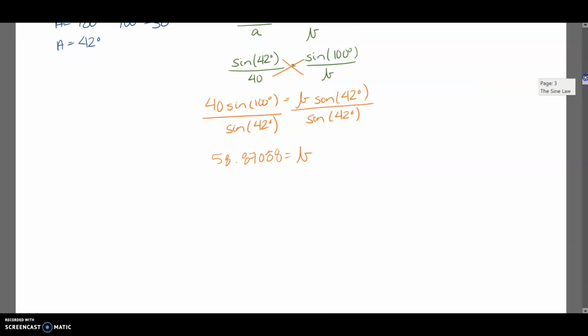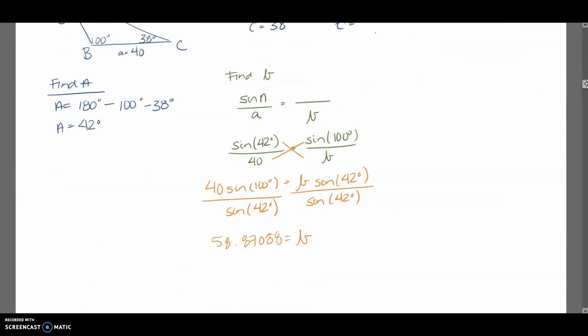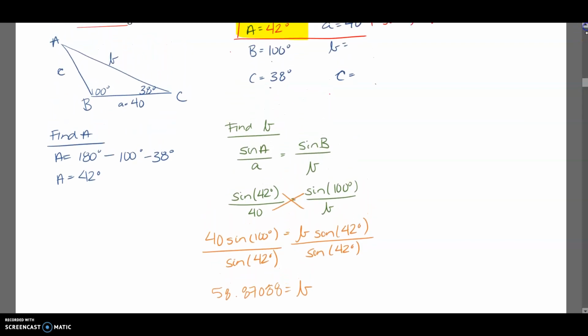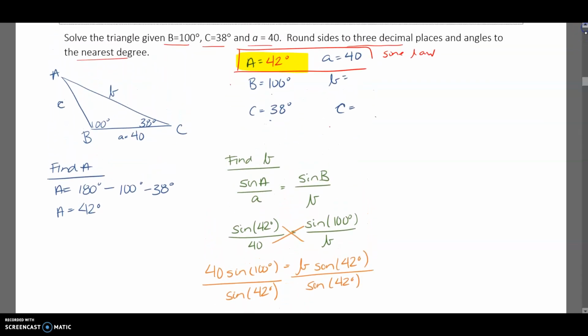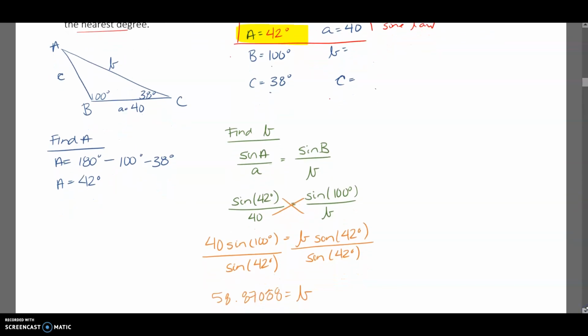If I want to record that in my table for my answers, oops, sorry. We were rounding to 3 decimal places. So 58.871. I wasn't given units in the question, so I don't have any to put in my answers.